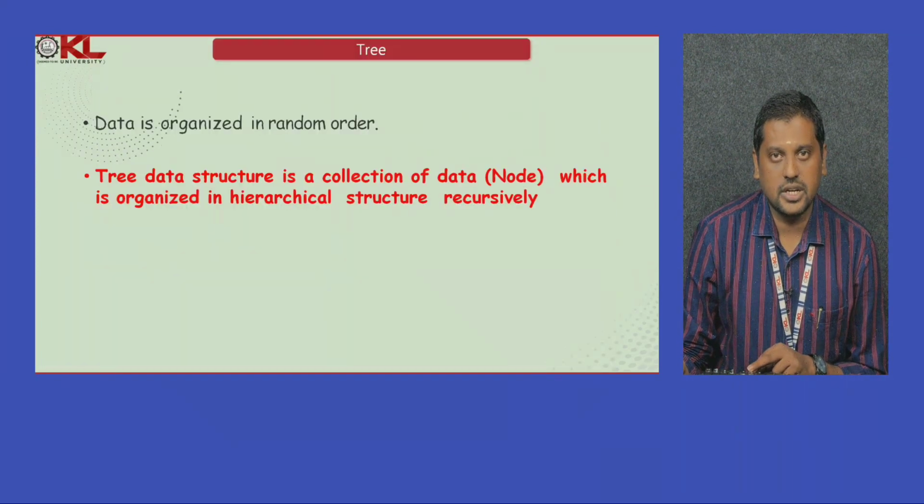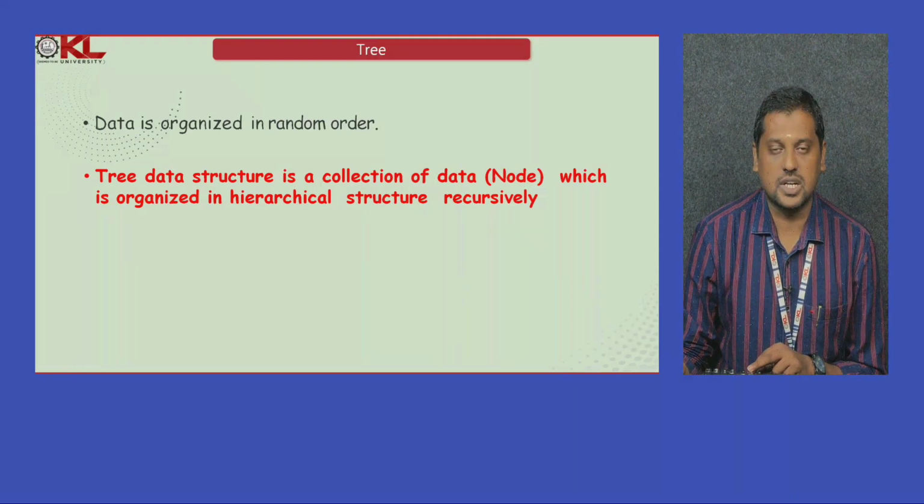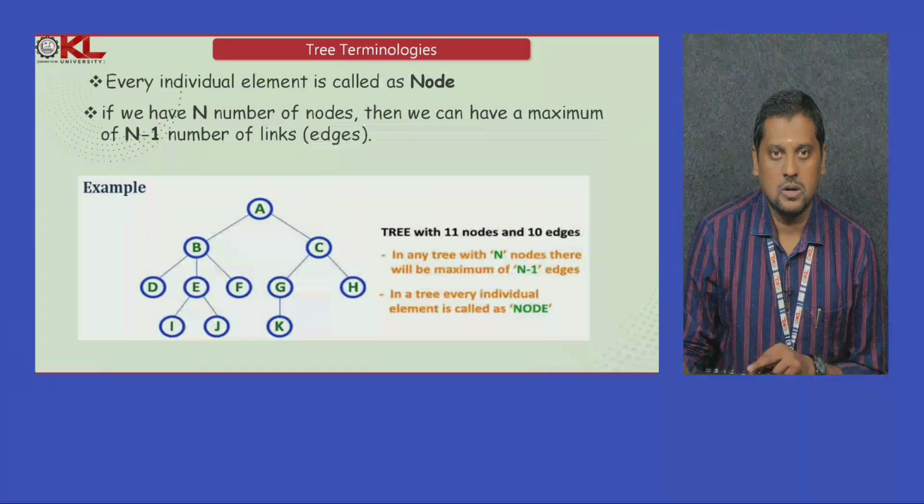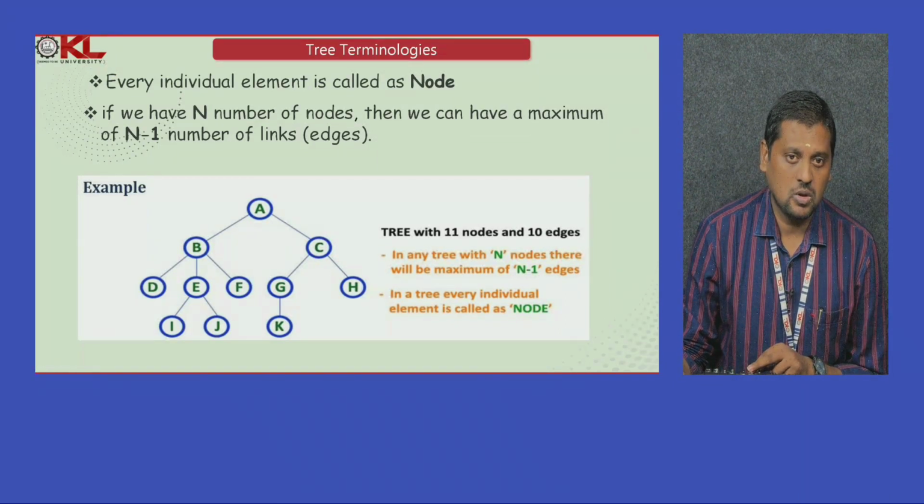Under nonlinear data structure, here I am going to talk about the tree data structure. In a tree data structure also, all the data is organized in random order. The tree data structure is a collection of data, which is nothing but nodes, organized in a hierarchical structure recursively. Starting with tree terminologies.